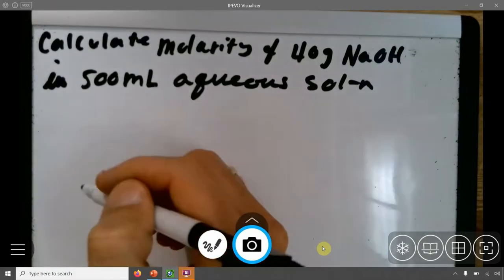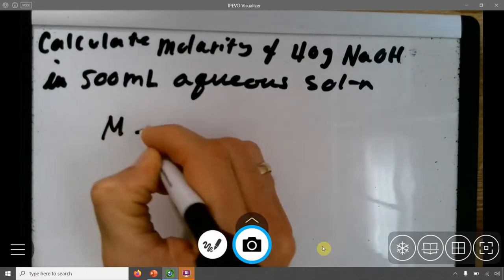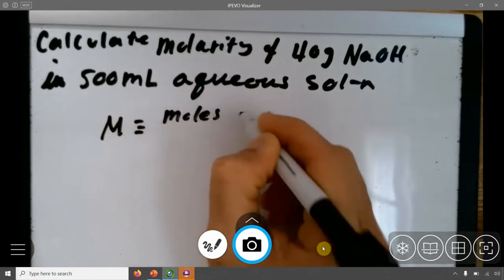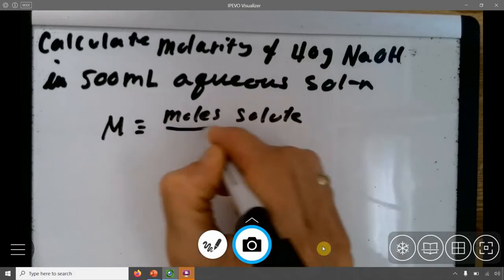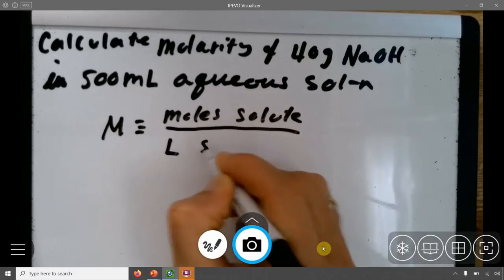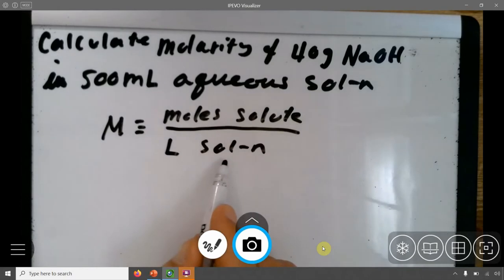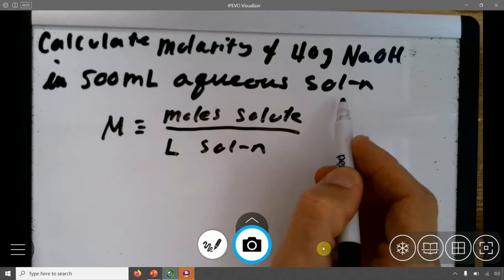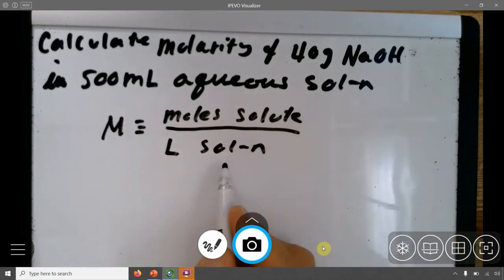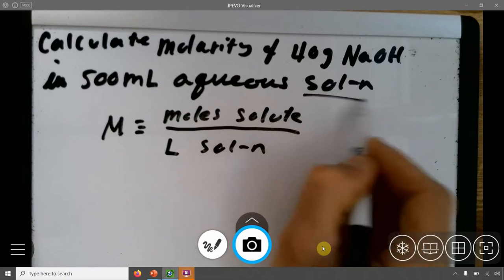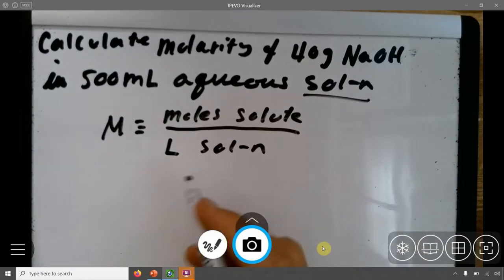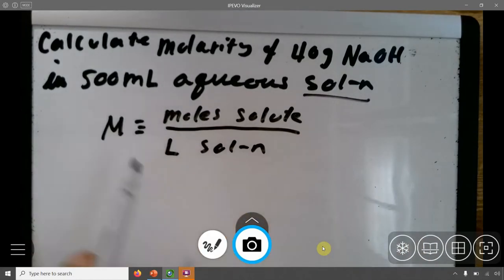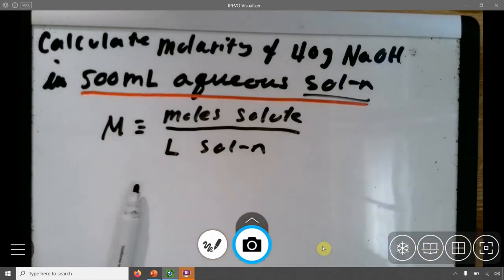First of all, the definition of molarity, as we defined, is moles of solute divided by liters of solution. Let's see what I have. First of all, SOL-N here. I use it a bunch, and it's an acceptable shorthand notation for the word solution. All right. I need liters of solution. Do I have that? Well, I have 500 mils of aqueous solution. I gave it to you in the wrong units, in milliliters rather than liters.